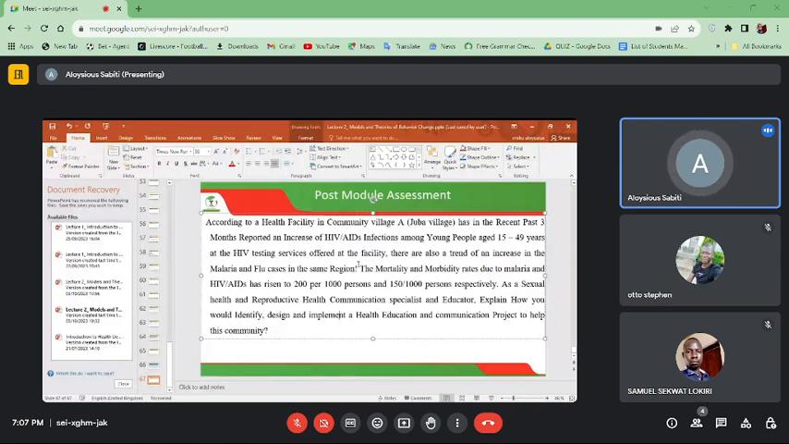As a sexual health and reproductive health communication specialist and educator, explain how you would identify, design, and implement a health education and communication project to help this community. So this should give you a picture of how the entire module has flowed and how you can put whatever you've learned into practice. So that is the question that I leave you with for today. And that ends the lecture and the module for today.